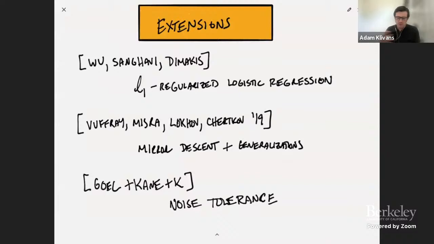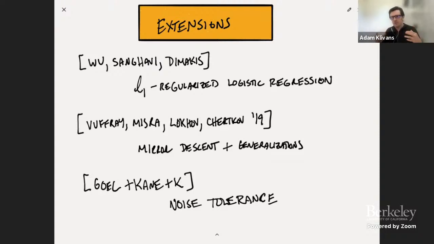Okay, and there have been several extensions of this work. There's a nice paper by Wu, Sanghavi, and Dimakis that showed if you don't want to run this multiplicative weights update algorithm, you can just run L1 regularized sparse logistic regression instead. That will also work.